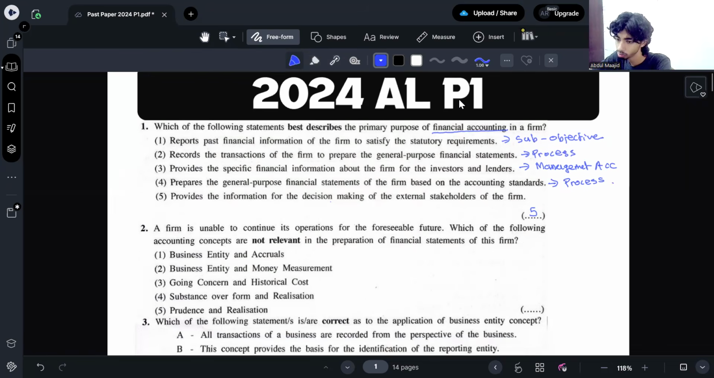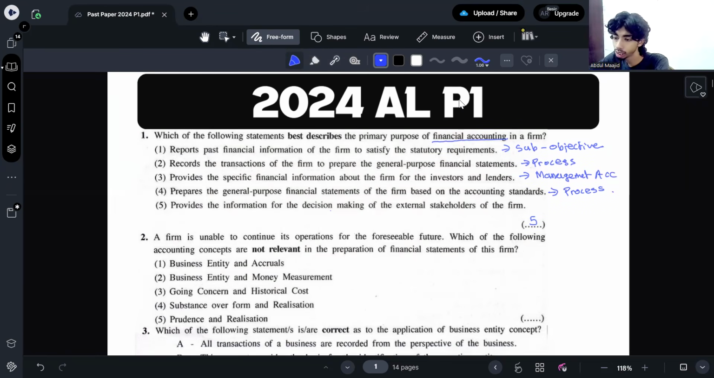The second one: a firm is unable to continue its operations for the foreseeable future. Which of the following accounting concepts are not relevant in preparing financial statements of this firm? Now, the main assumption of a business is what? The main assumption of a business is going concern. What does going concern mean? We are assuming that our business will run for a foreseeable future. We will operate our business forever.